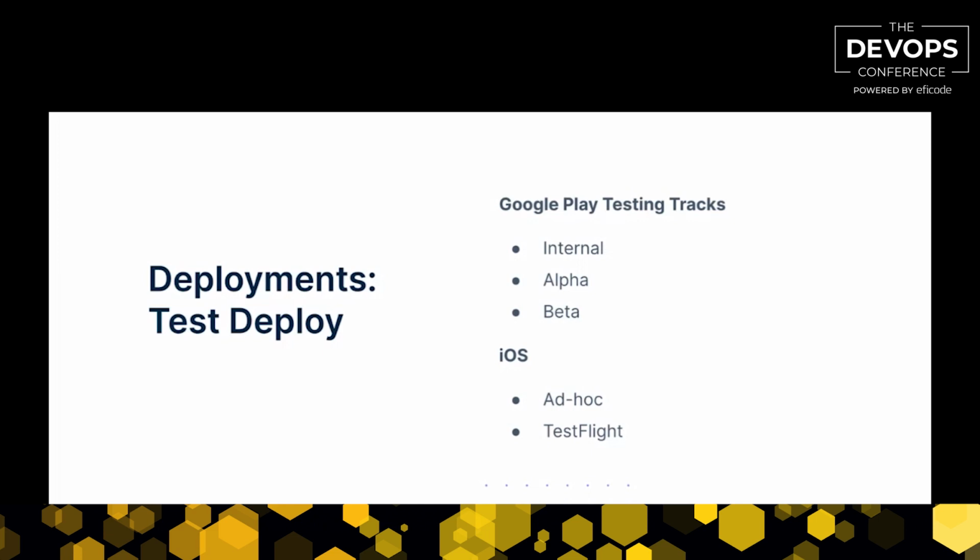For the iOS side, you have ad hoc releases. Ad hoc releases allow you to deploy to up to 100 test devices per year, but you do have to list those out in your provisioning profile. So that typically works well if you have some kind of device management system in place where you can get those device IDs for your internal testers.